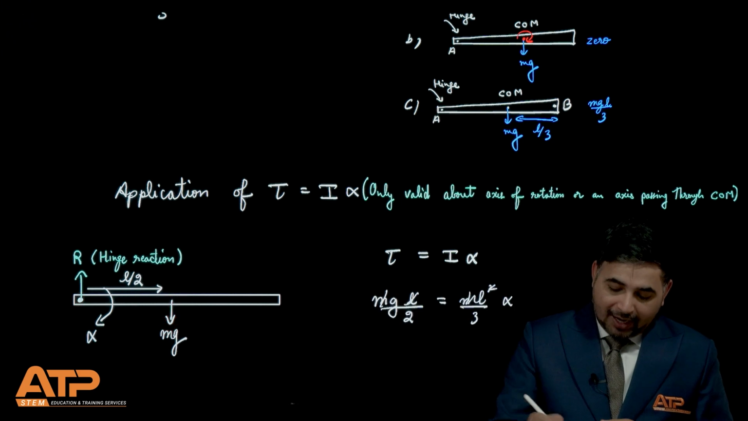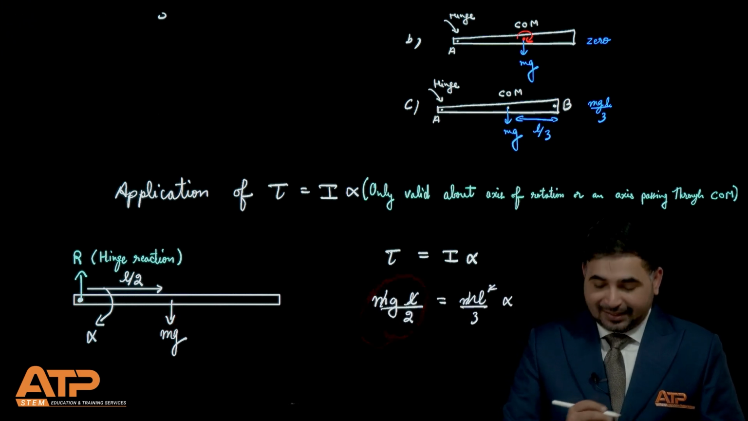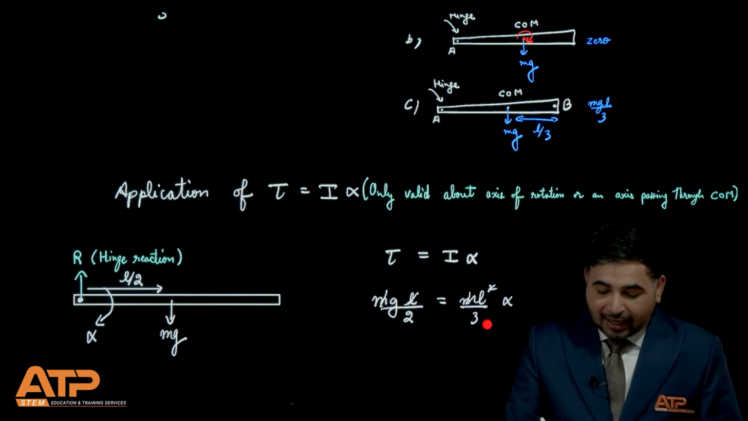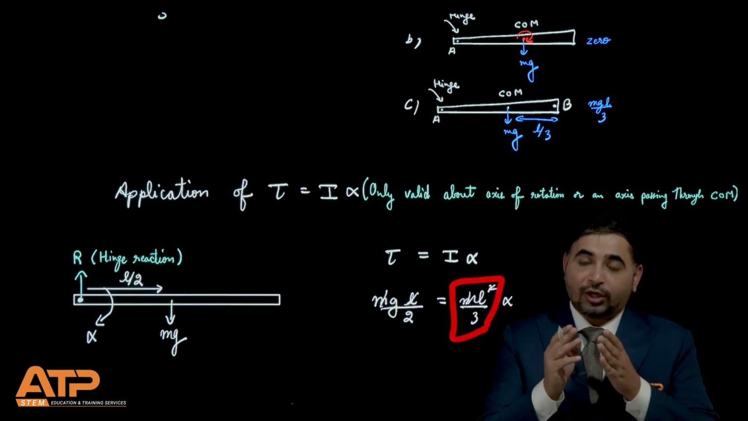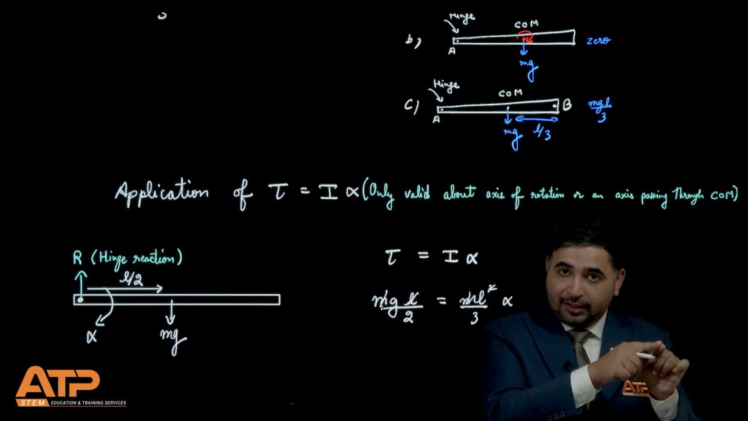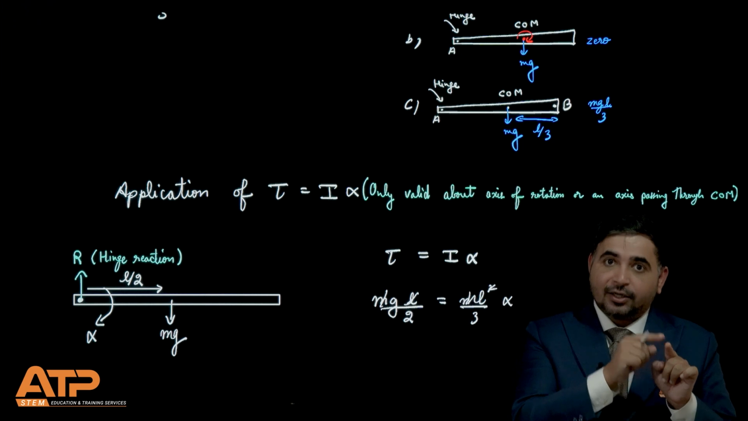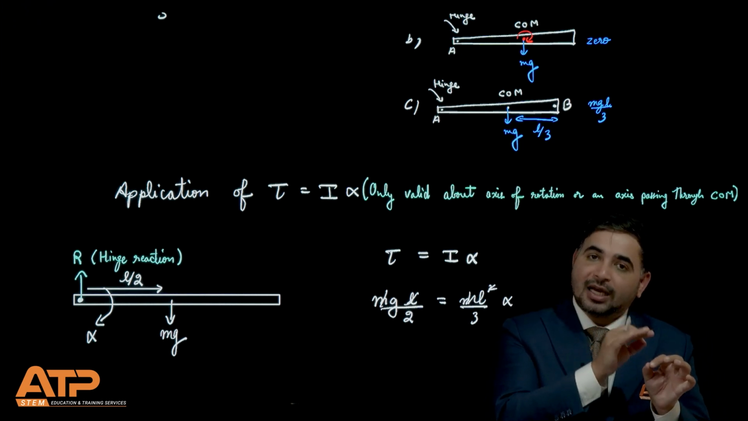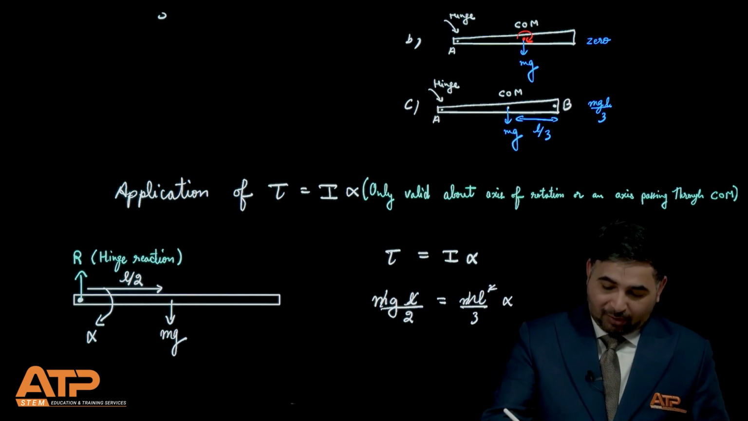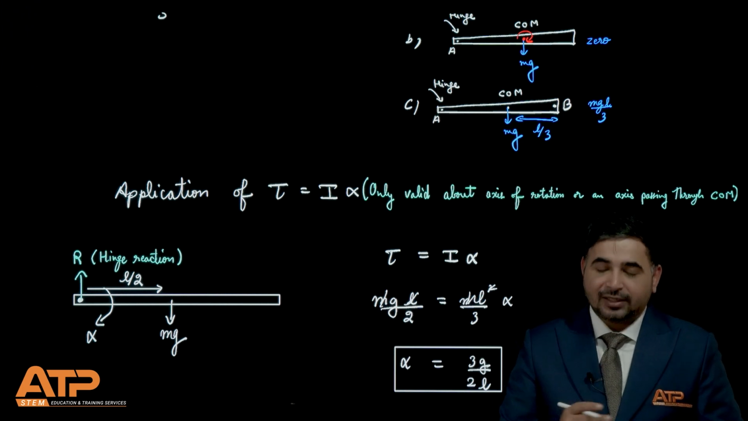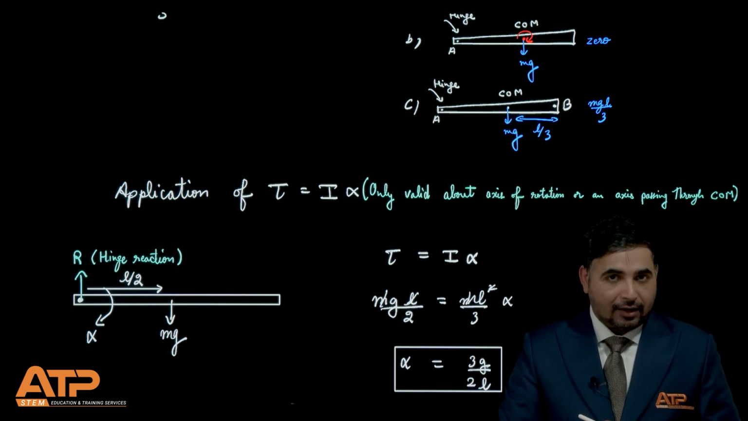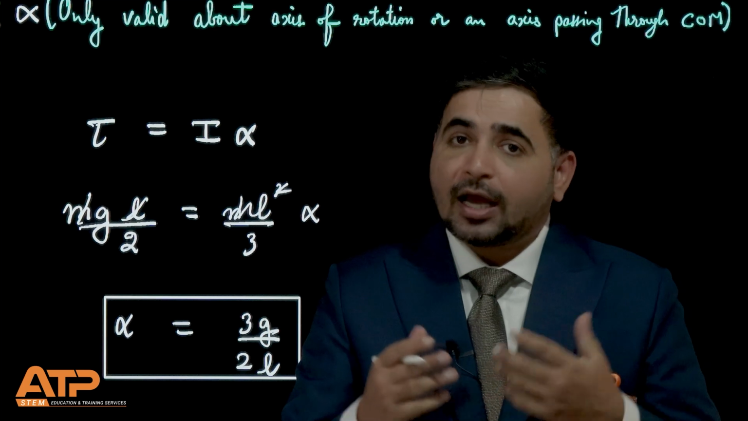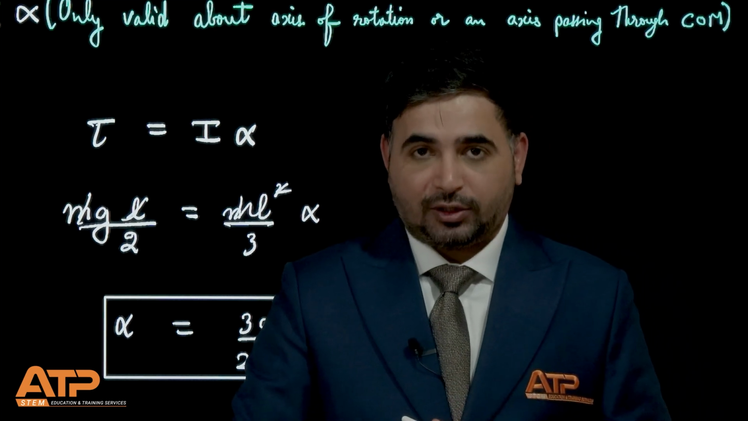So therefore, mgl by 2 is going to be I alpha, where I is ml square by 3. If you are putting your torque about that end point, your axis of rotation is that. So therefore, moment of inertia should be about the same axis, ml square by 3, giving you an alpha of 3g by 2l. Okay. Now let's look at another question that builds up upon this.